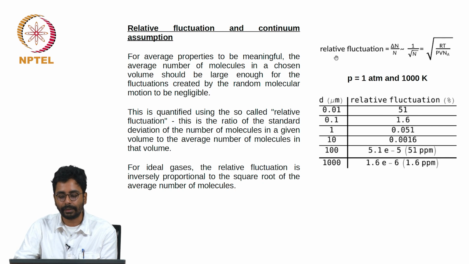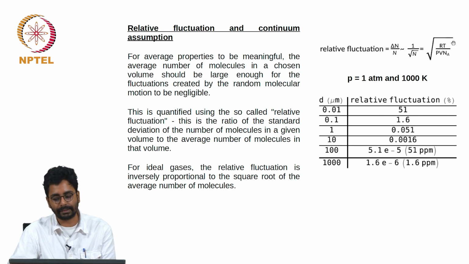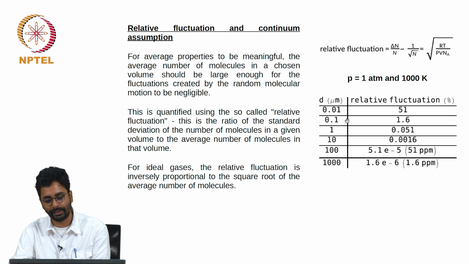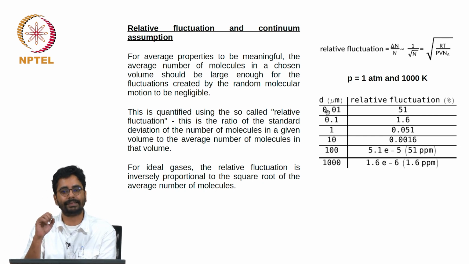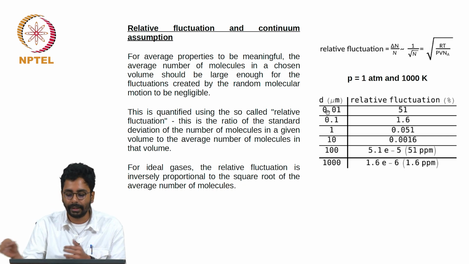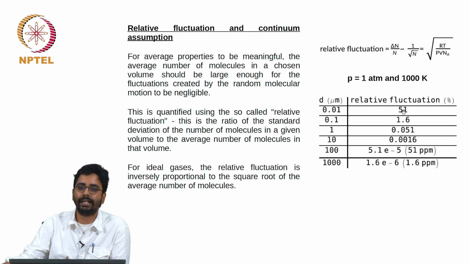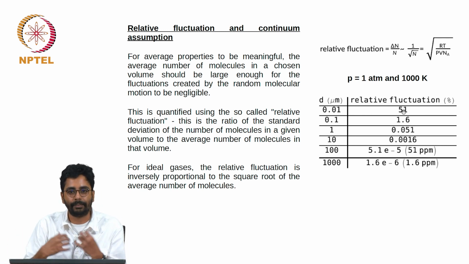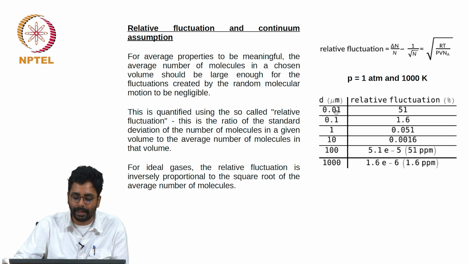So, we can estimate the relative fluctuation using this relationship for a typical case, which is pressure of 1 atmosphere and a temperature of 1000 kelvins. As you can see, if you choose a volume, let us say, imagine a cube with a side of 0.01 micron, the relative fluctuation is very large, about 51%. Large number of molecules go out and come in. So, the number of molecules in the volume fluctuates a lot when you have a volume that is as small as 0.01 micron.